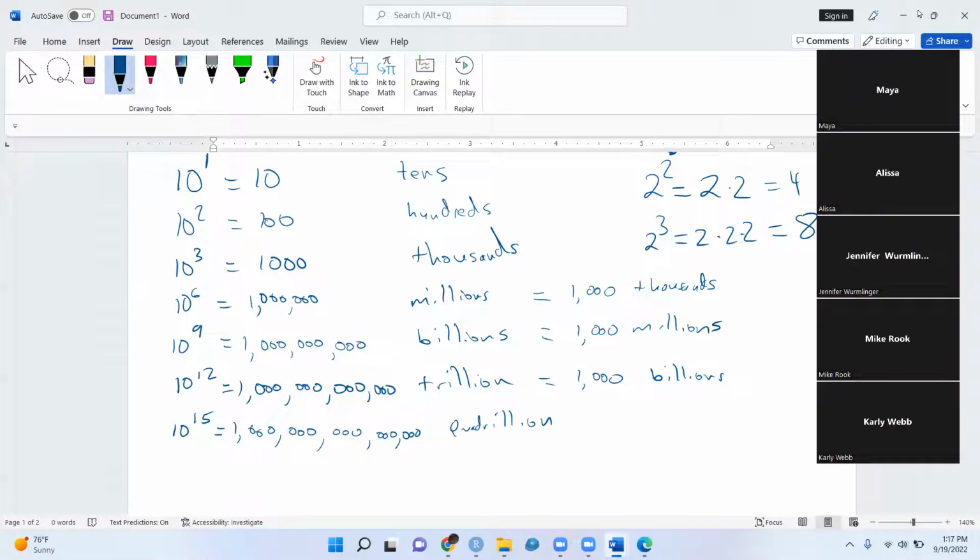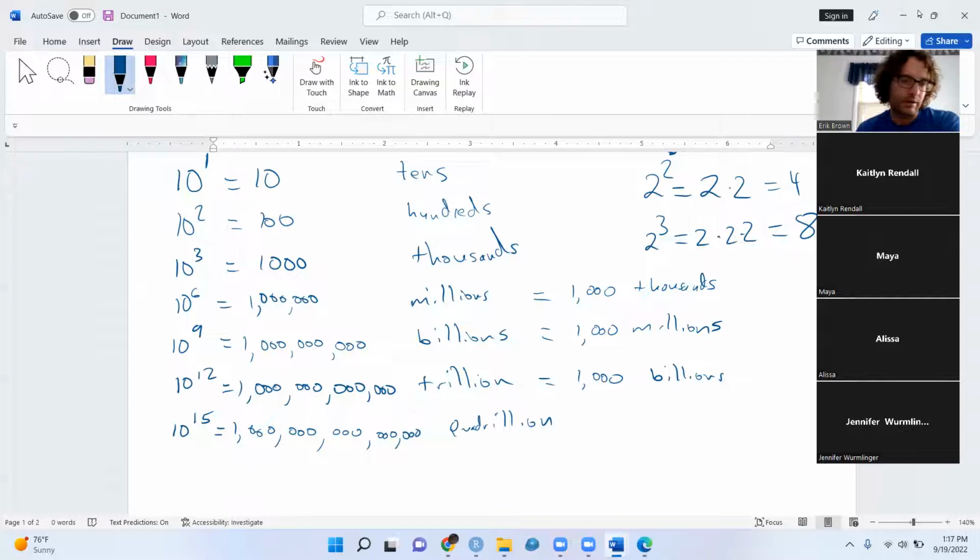Does anyone have any questions, or do you need a second to write that? I don't even know if you need to write it, but this is just how to talk about numbers. And you're going to encounter this in the world all the time. This is US debt.